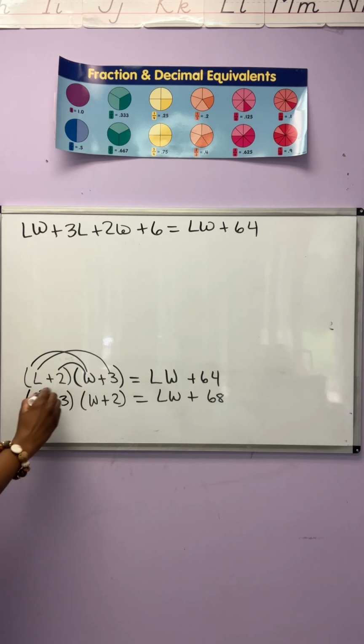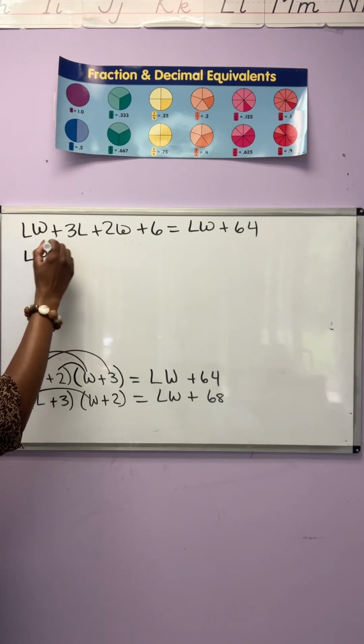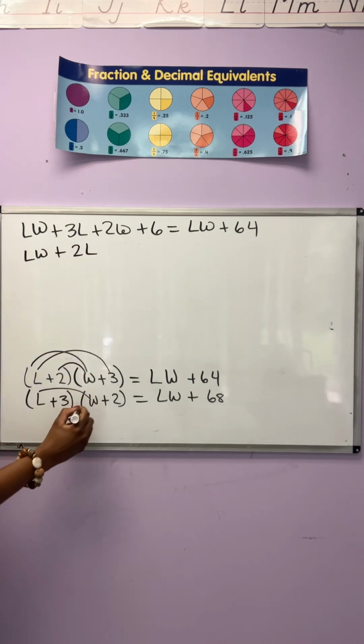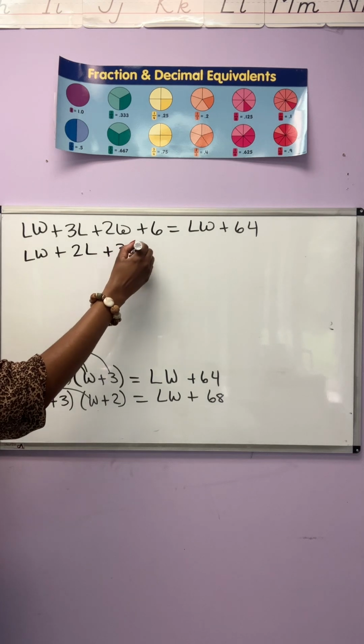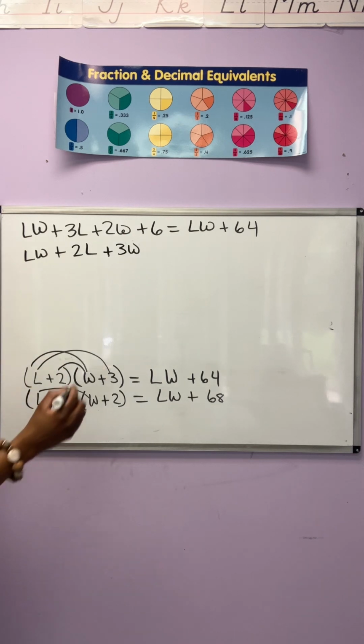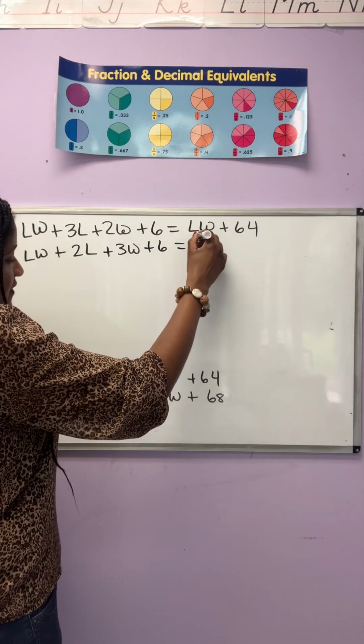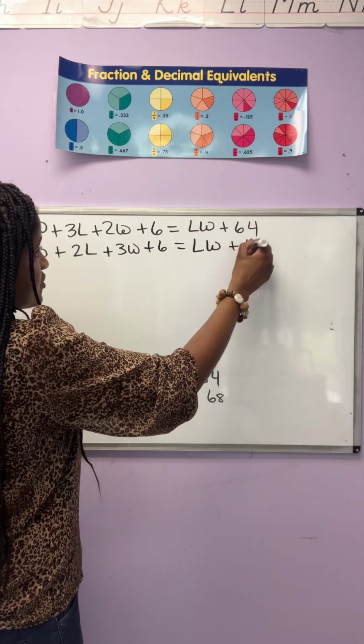Now for this one, we have LW plus 2L plus 3W plus 6, and it equals LW plus 68. So this is what we have.